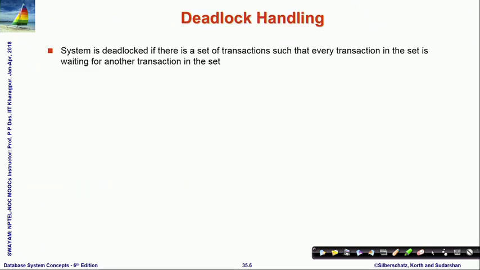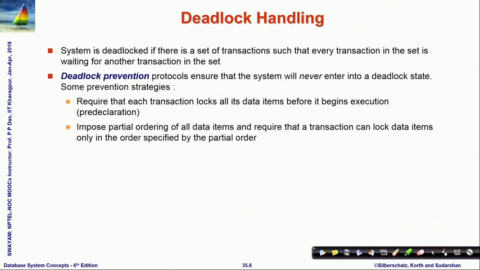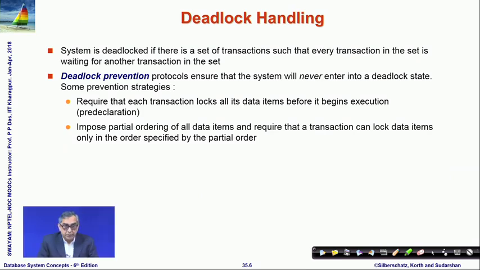So, deadlock handling. A system is deadlocked if, just to recap, there is a set of transactions such that every transaction in the set is waiting for another transaction in the set, and therefore none of them can actually proceed. A deadlock prevention protocol ensures that the system will never enter into the deadlock state. So, the question is, can we make some strategy?